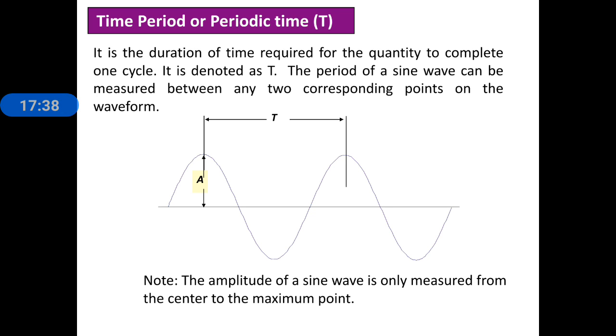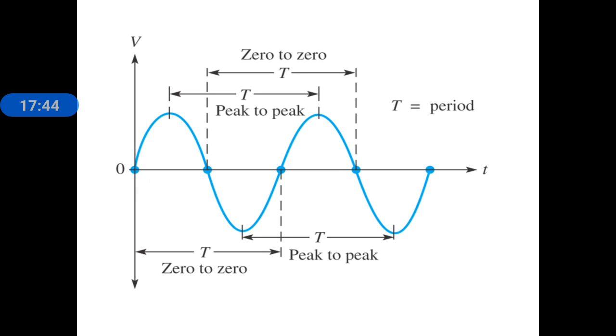Note, the amplitude of a sine wave is only measured from the center to the maximum point. It is a total one waveform. Here 0 to 0 is a time period, or negative peak to negative peak time period, or positive peak to positive peak time period, or 0 to again another 0 is also a time period.